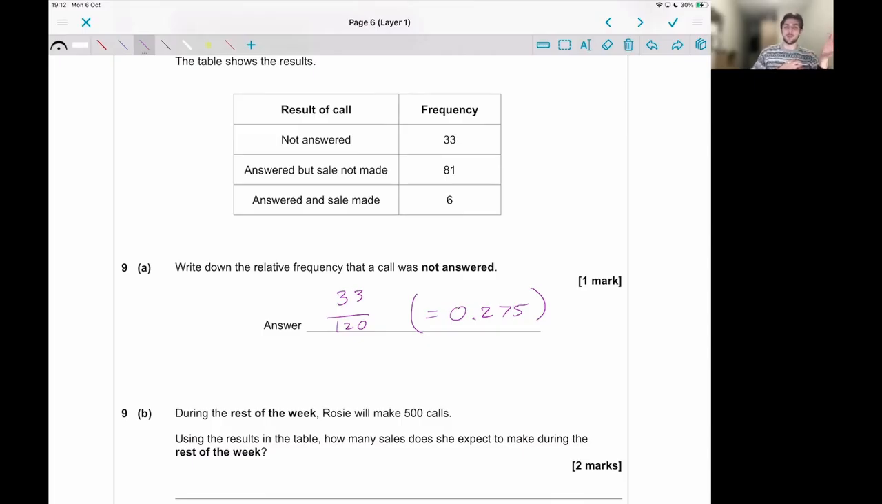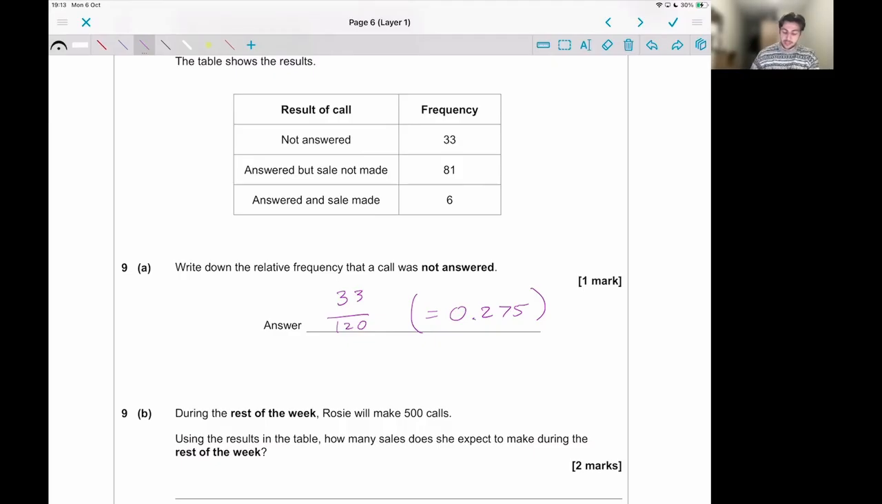The expected value comes from taking the relative frequency and using it to guess, to estimate. We don't like guess, we use estimate. To estimate how many people she will make sales with. So in the rest of the week, she's making 500 calls.